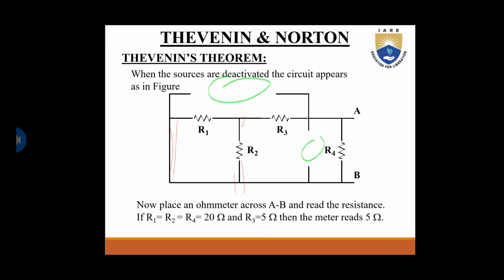See, when the source is deactivated, circuits appear open. You can see on my screen the red lines are open circuit and the green lines are now short circuited. It's now clear, I think so. Now place an ohm meter across A and B and read the resistance.